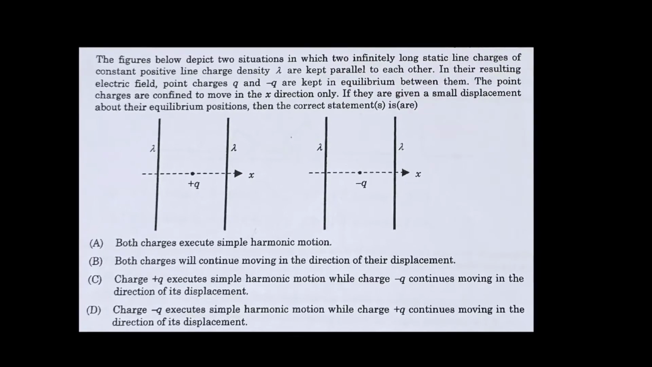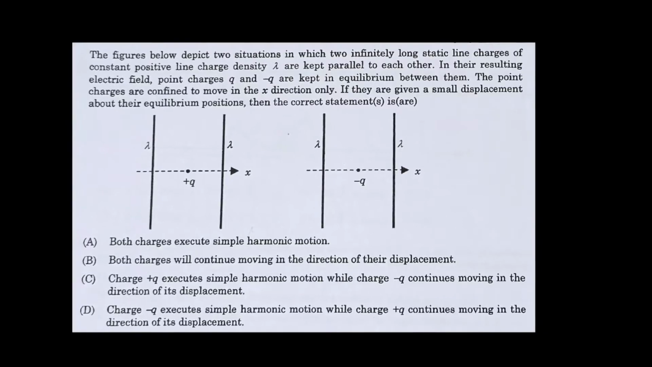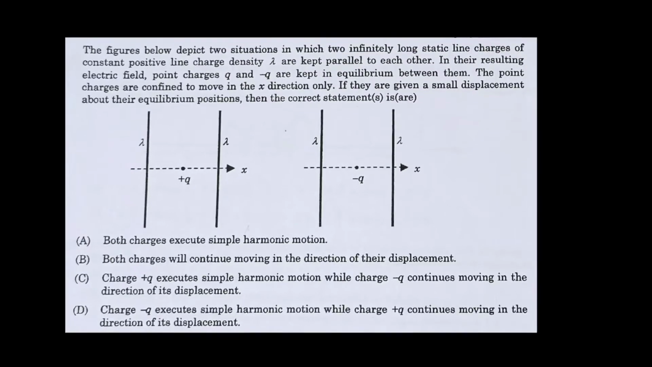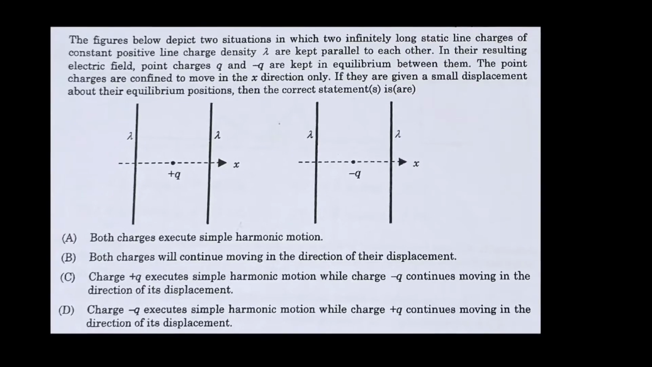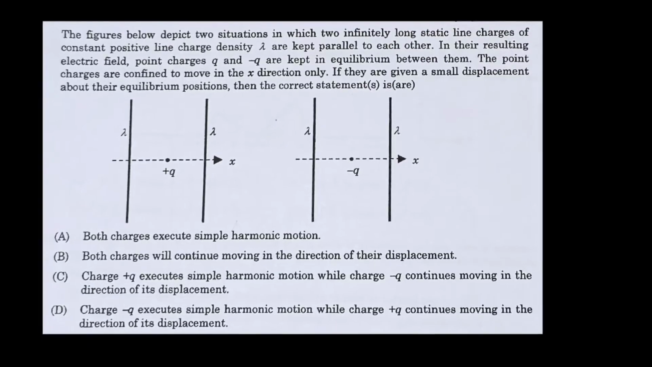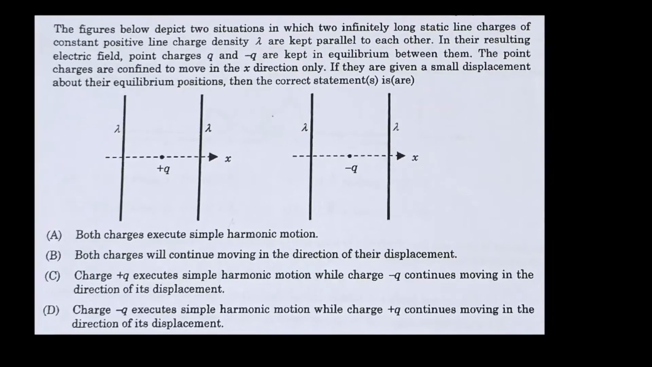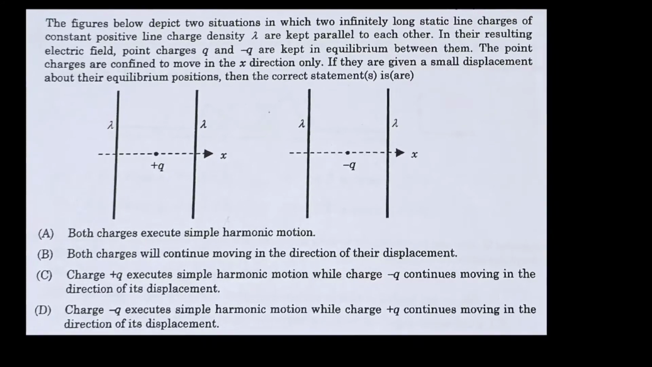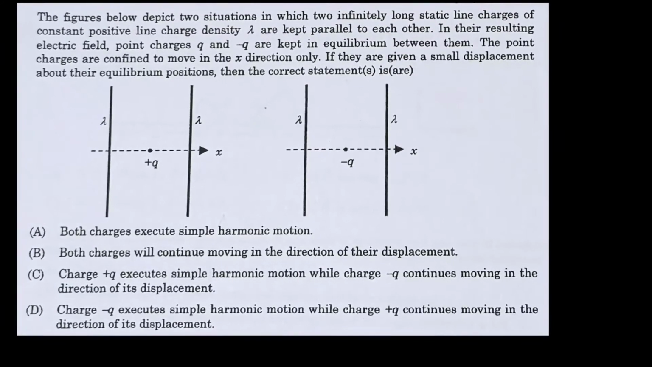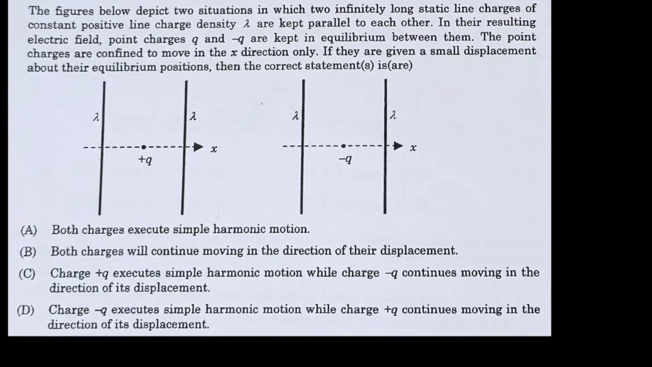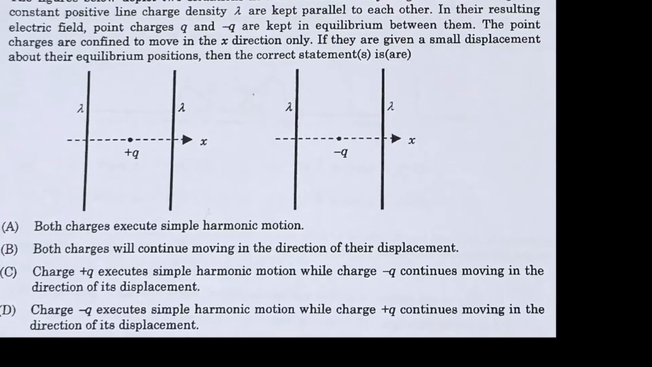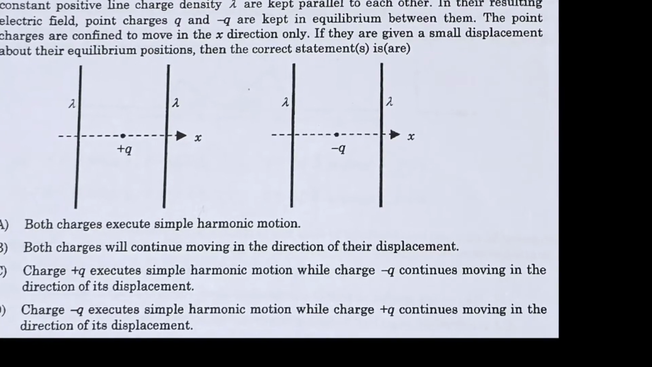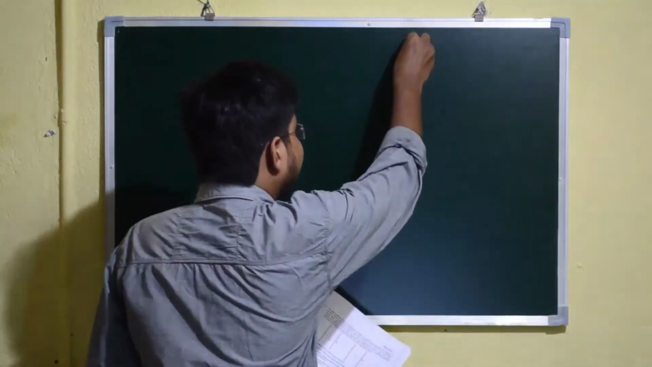If they are given a small displacement about their equilibrium positions, then the correct statements are: Option A, both charges execute SHM. Option B, both charges will continue to move in the direction of their displacement. Option C, charge plus Q executes SHM while minus Q continues to move in the direction of its displacement. Option D, charge minus Q executes SHM while plus Q continues moving in the direction of its displacement. Let us see the diagram and the discussion of the question itself.